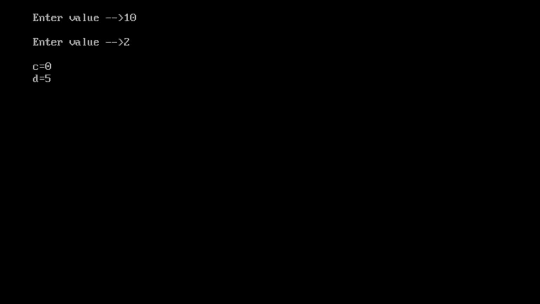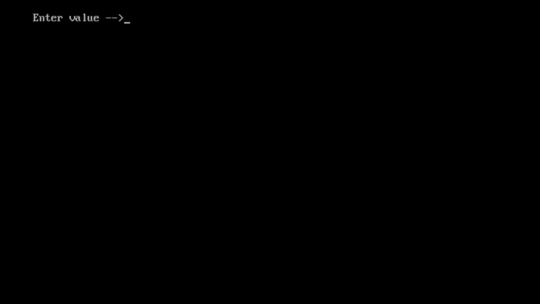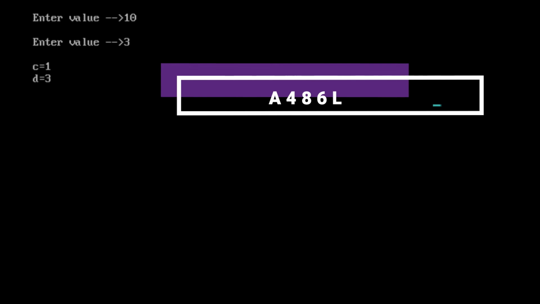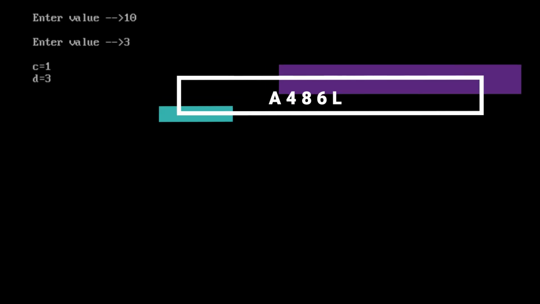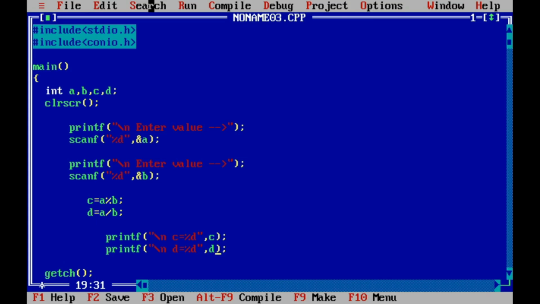So now we can differentiate the remainder and the answer of division. C equals 0, that is the remainder from 10 divided by 2, and 5 is the answer. Again we are running the same program, Ctrl F9, 10 and 3. So the remainder is 1 and the answer is 3 because of integer division. So this is the use of the modulo operator.